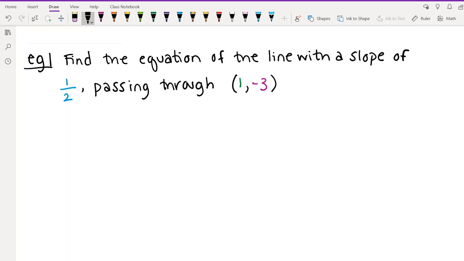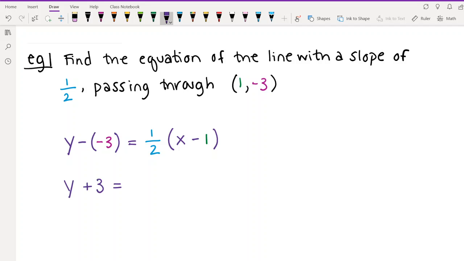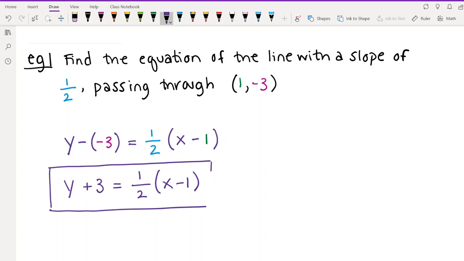Okay, so how does this work? Well, we just put this into what we saw earlier was point slope form. So we're going to do y minus the y coordinate. So the y coordinate in this case is -3, so it's going to become a plus, is equal to the slope times x minus the x coordinate, so x minus 1. So we can simplify this a little bit and we would get y plus 3 is equal to 1/2 times x minus 1. So this would be the equation of the line in point slope form.